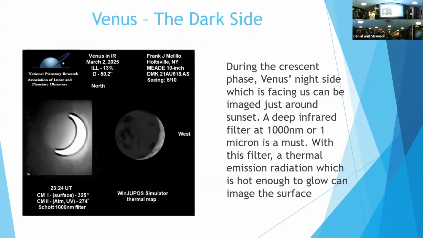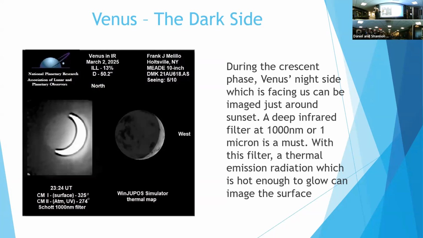Okay, now the dark side. During the crescent phase, Venus's night side, which is facing us, can be imaged just around sunset. So it was barely daylight. I threw that in. It's still considered daylight, but it's actually sunset, so the sky was still bright. A deep infrared filter at 1,000 nanometers, or 1 micron, is a must. With this filter, thermal radiation, emission radiation, which is hot enough to glow, can be imaged on the surface. This is the Windows simulator. This is how thin the Mercury Venus crescent is.